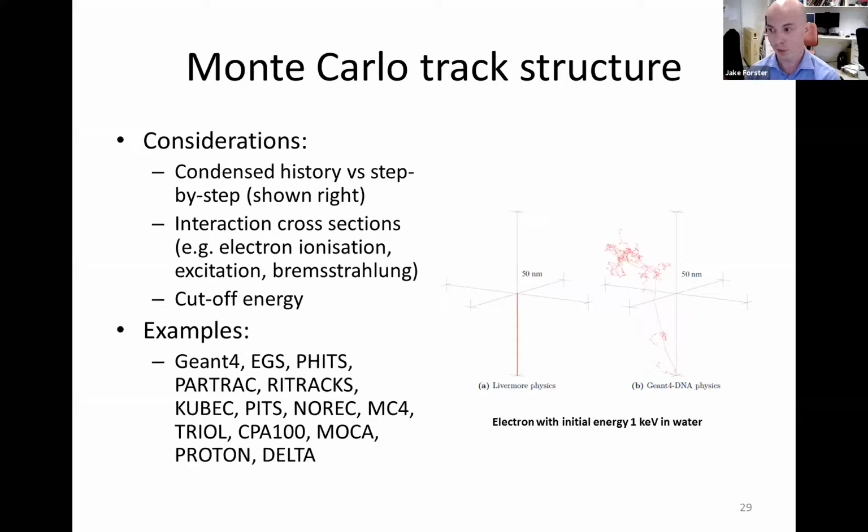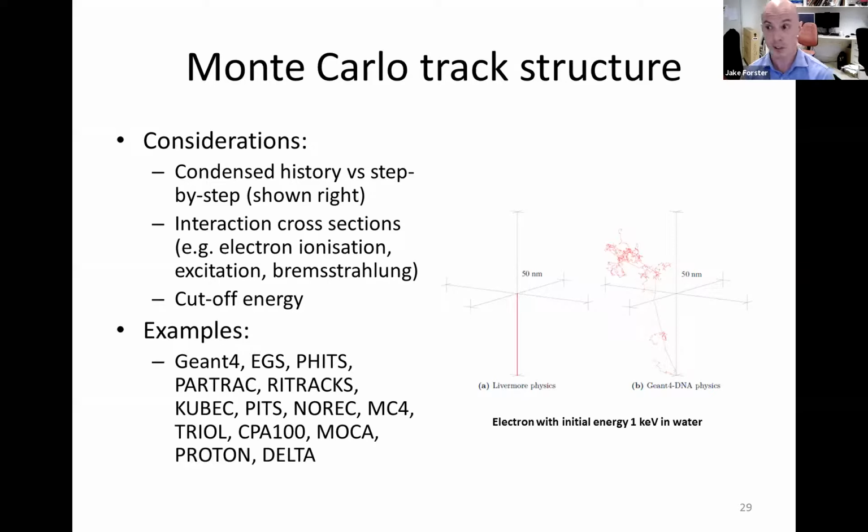So for example, in that figure on the right, Livermore physics is an example of condensed history processes, and Geant4-DNA physics is an example of step-by-step tracking. Important to note here, though, is the scale of the figures. So this is across 15 nanometers. So step-by-step tracking is really only appropriate in the microdosimetry domain, or at the most inside of a cell, the cellular level. For our purposes, for the Monte Carlo track structure simulations for macrodosimetry, like in MIRD, we probably don't need that. Condensed history is probably okay.